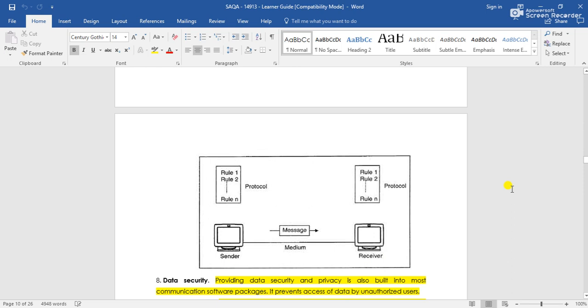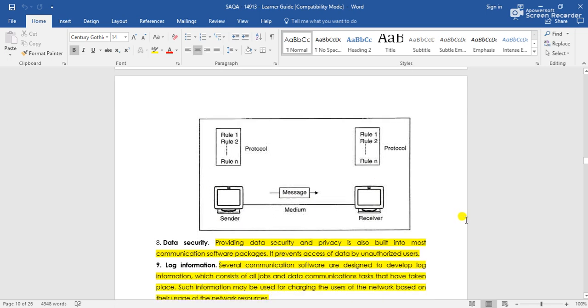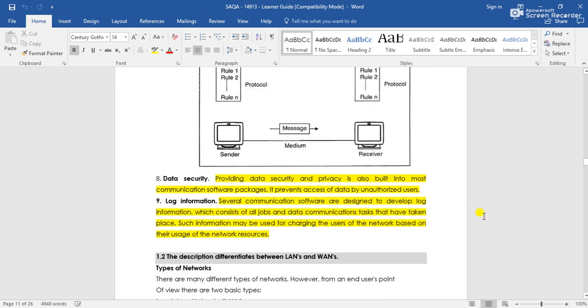So we've got an illustration of having a sender and a receiver. This is a medium, which is the message. They've got a protocol which governs the communication lines. So we've got data security. Providing data security and privacy is also built into most communication software packages. It prevents access to data by unauthorized access.